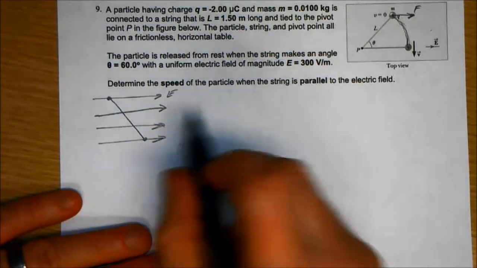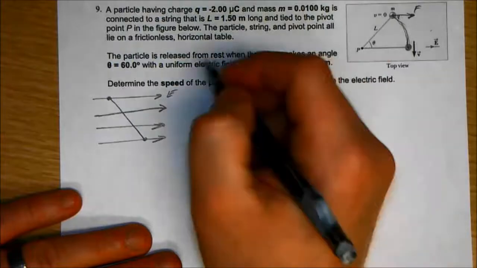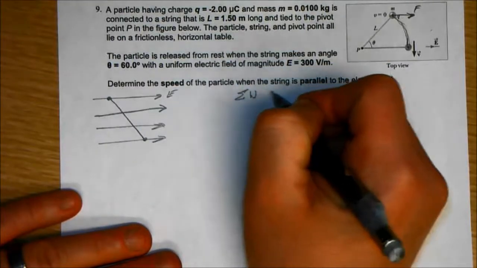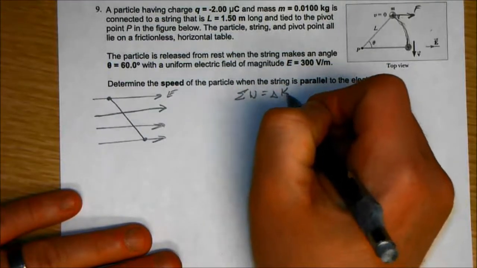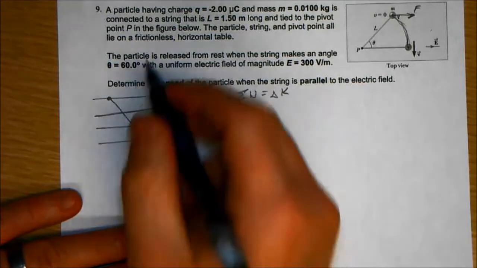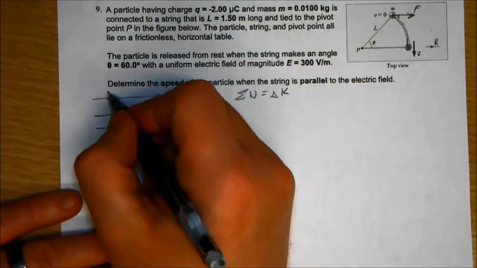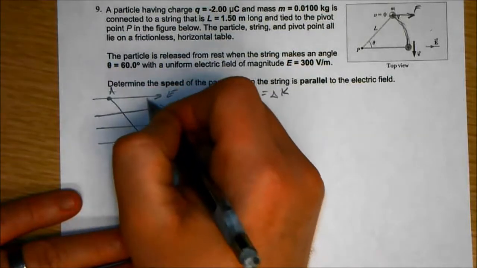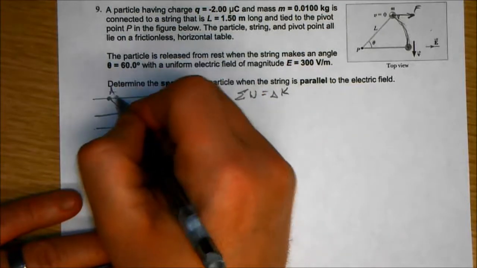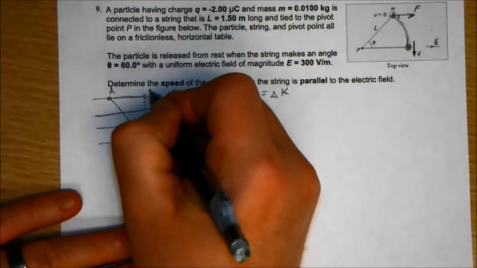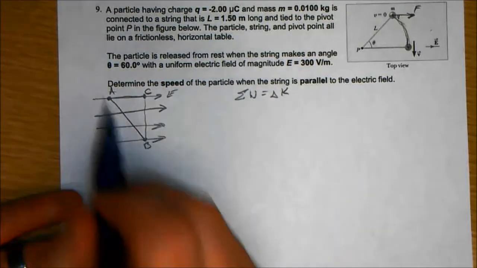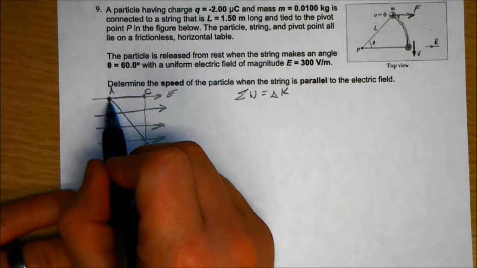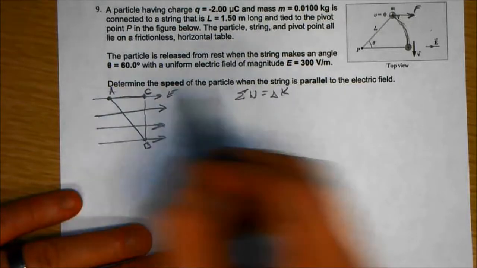What is the speed of the particle? Well, we can find that the sum of work done is equal to the change in kinetic energy. So the work done in moving from point A to point B is exactly the same as the work done going from point A to point C, because the only thing that matters is the work done in the direction of the field.